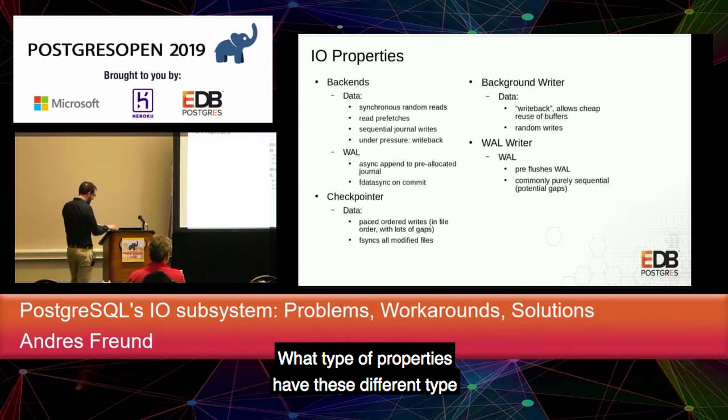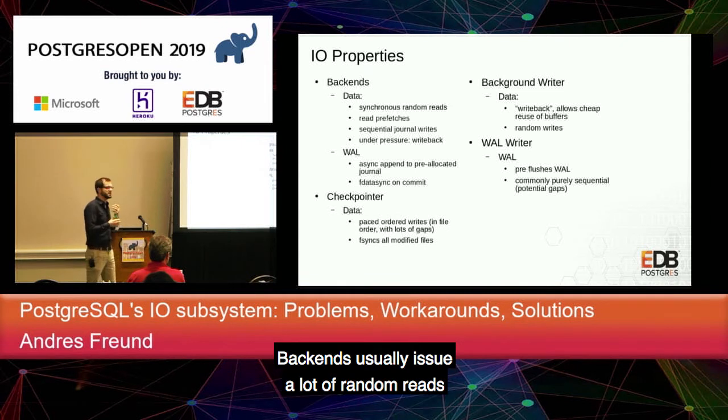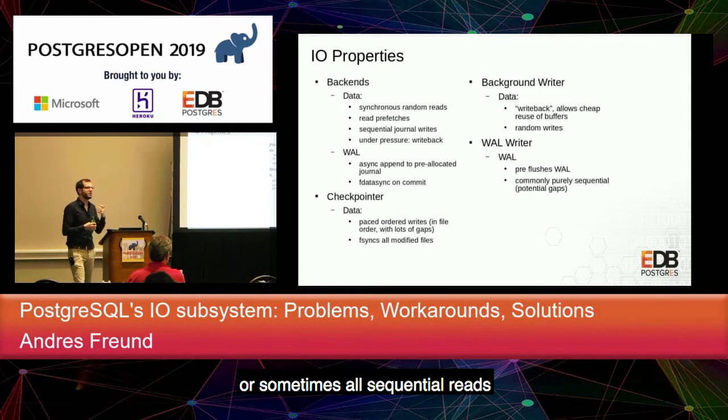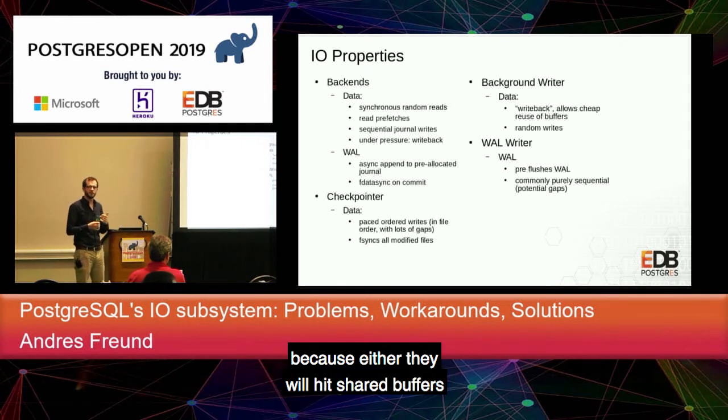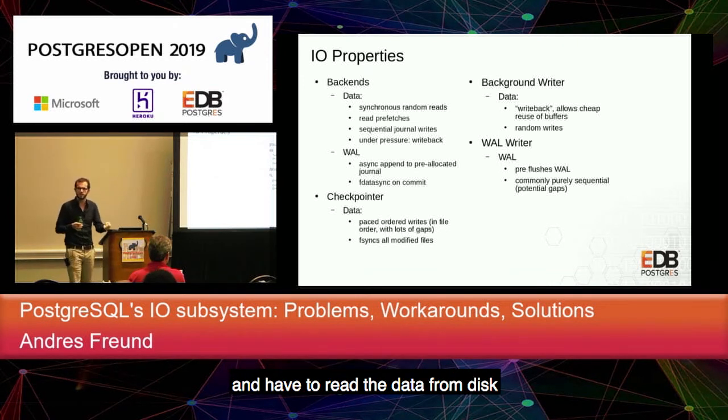What type of properties do these different types of processes have? Backends usually issue a lot of random reads, or sometimes also sequential reads, because either they will hit shared buffers or they will have a cache miss and have to read the data from disk.